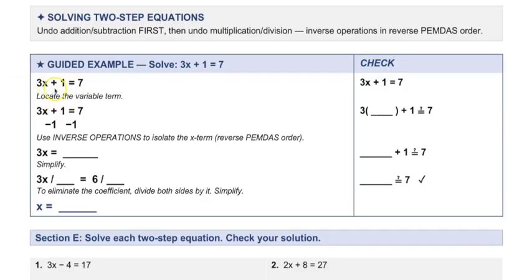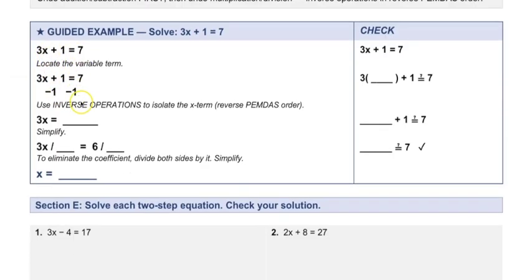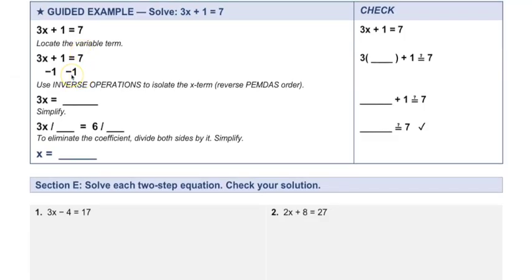So they subtracted one from both sides. So they want us to figure this out. 7 minus 1 would be 6. So we have that. And then to get rid of the 3 here, we have to divide both sides by 3. That's what they want us to put here. And that gets us 6 divided by 3 is 2.